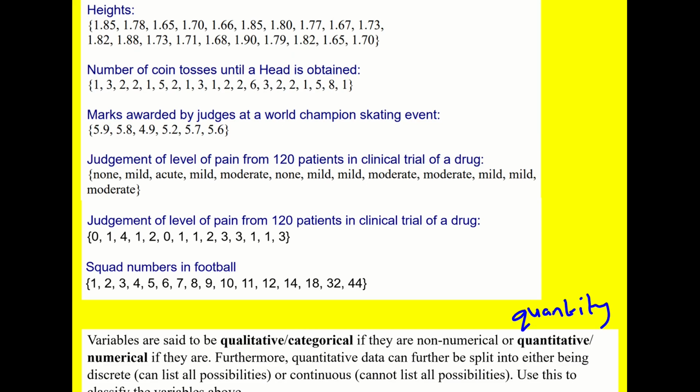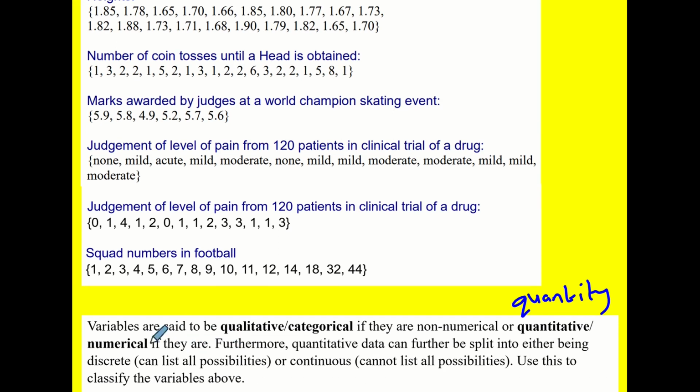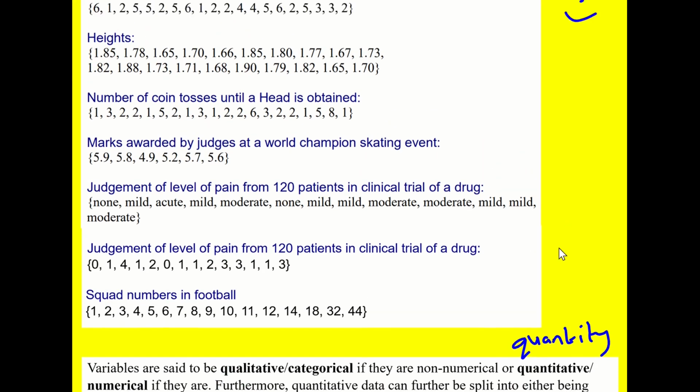And then quantitative data can be further split into either being discrete, where we can list all the possibilities, or continuous, where we can't list all the possibilities. So before I say any more, I'm going to challenge you. Can you pause the video and see if you can classify the variables above?